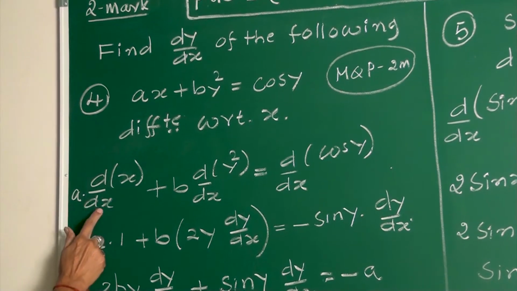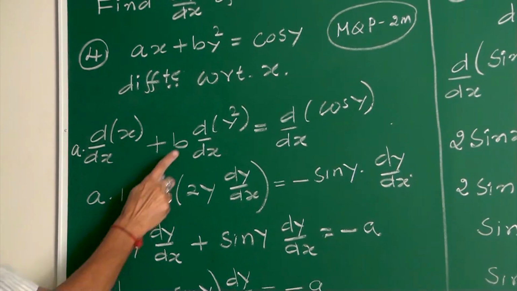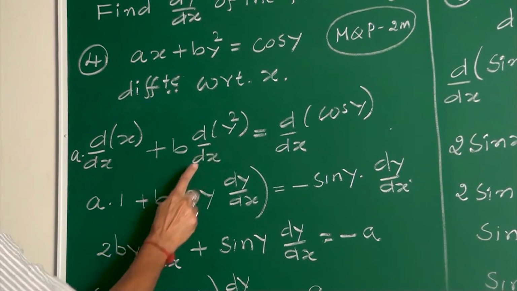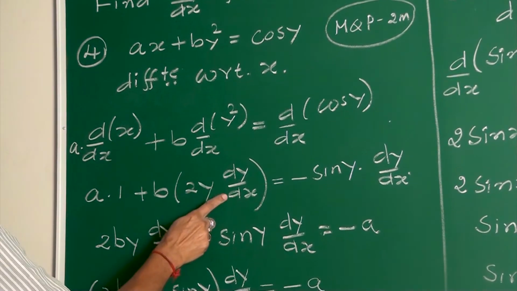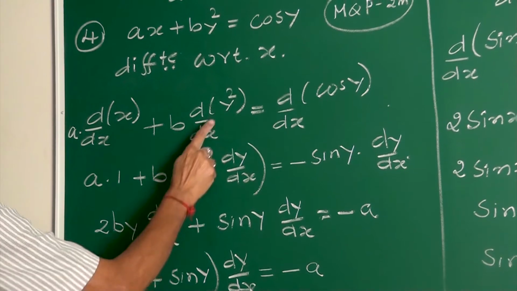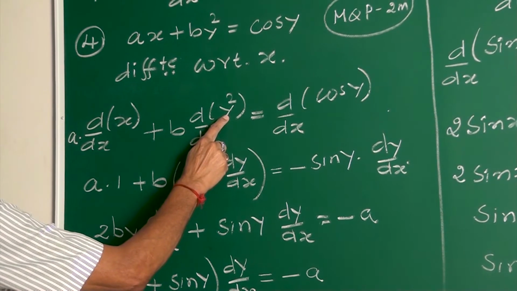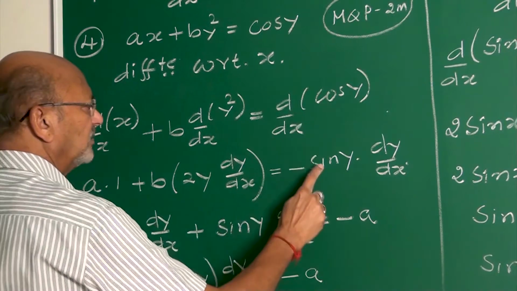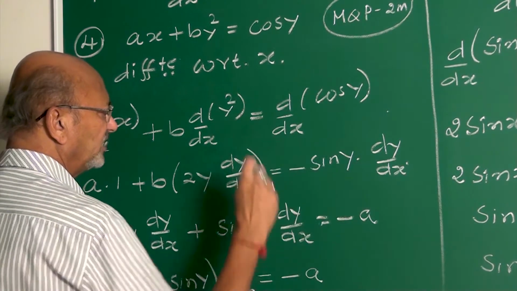Derivative of x with respect to x is 1, plus b into y square, 2y. First y square with respect to y, then y with respect to x. If it is other than x, then y into dy by dx comes, my friends. First with respect to y, 2y into dy by dx. Same, cos y, minus sin y into dy by dx.